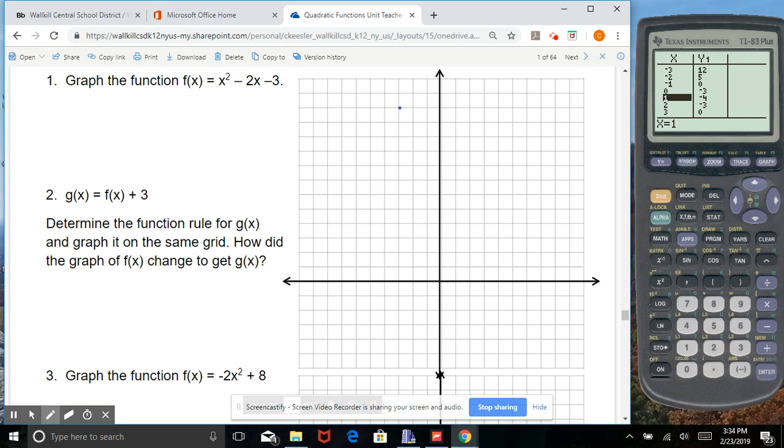-2, 5. -1, 0. 0, -3. 1, -4. 2, -3. 3, 0. 4, 5. And 5, 12, not 5, 21 rather.